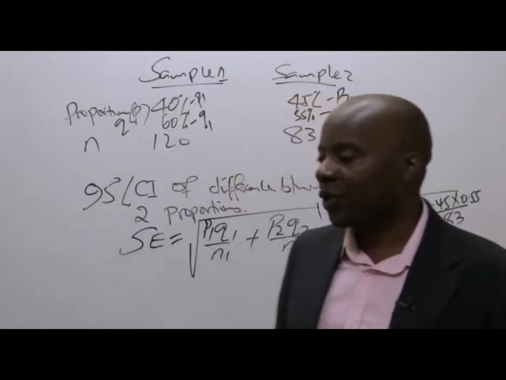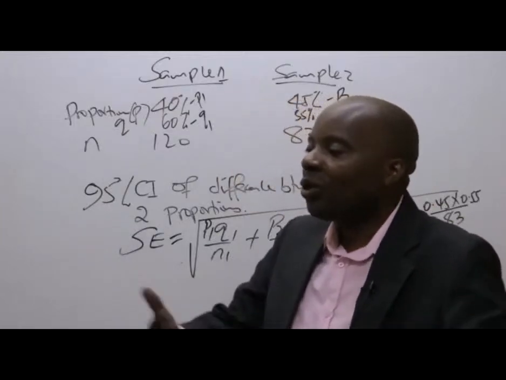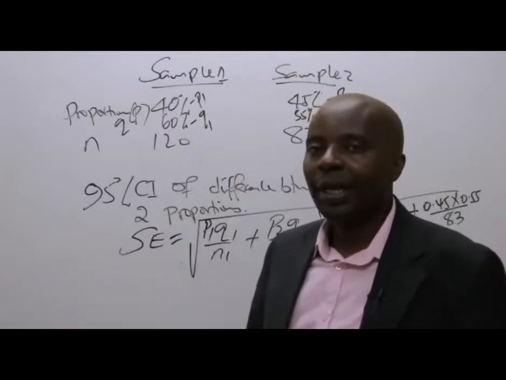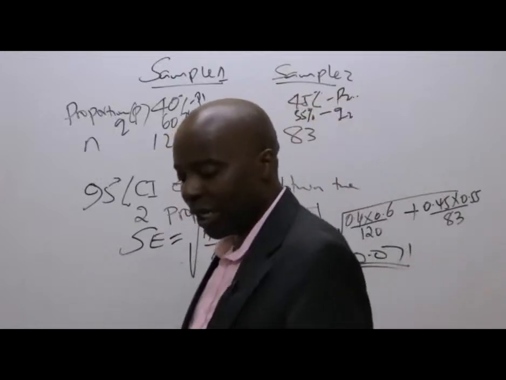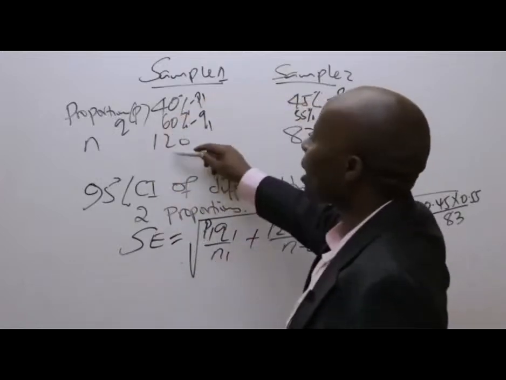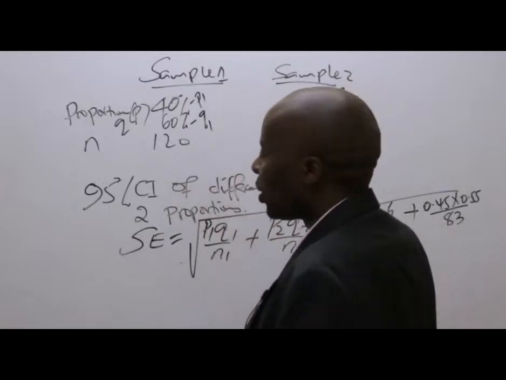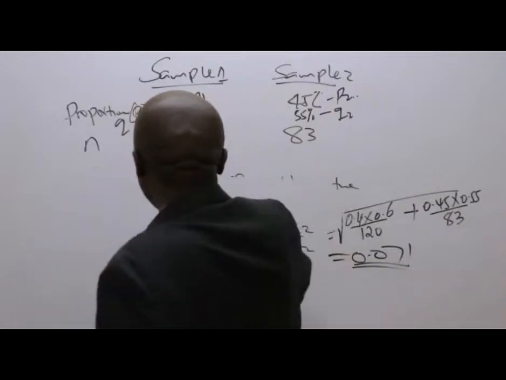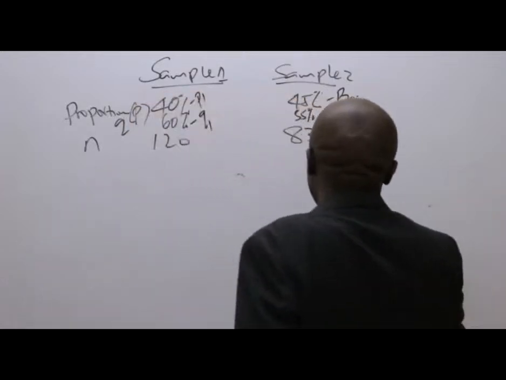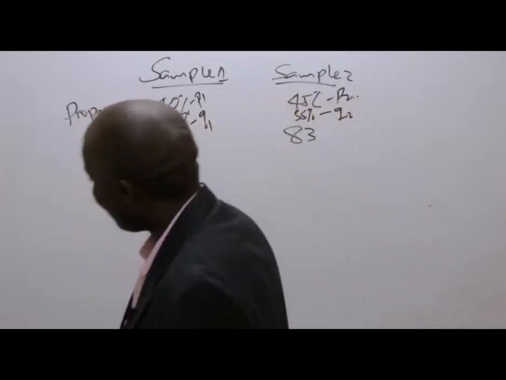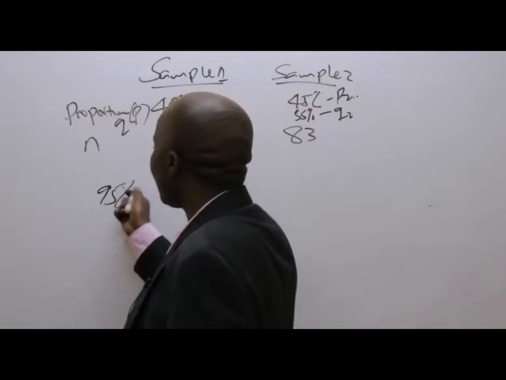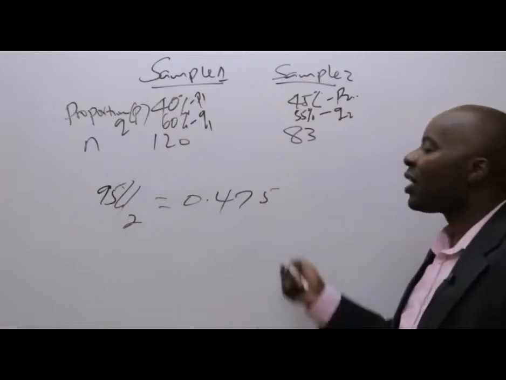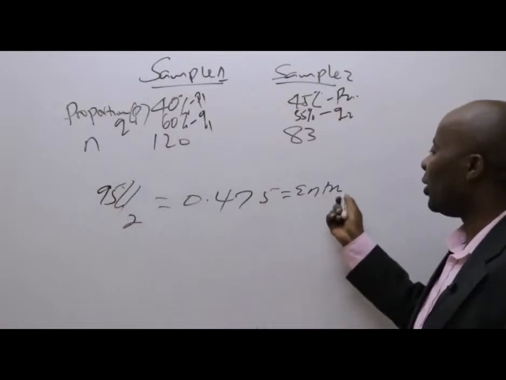And once I have the standard error, ladies and gentlemen, the next thing will be about the entry and the Z-score. So how do I get the entry? I know that this is Z, because I can see how big my samples are. So what I need to do is divide this 95% into 2. When we divide 95% into 2, this will give us 0.475. And for sure, this is what we call the entry.